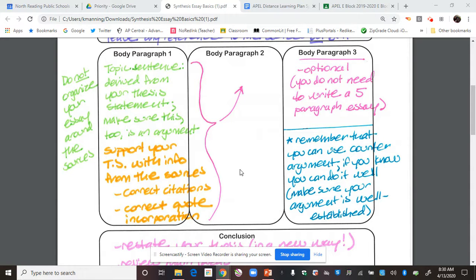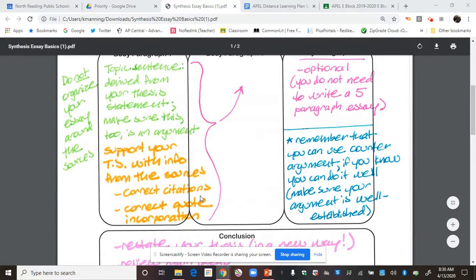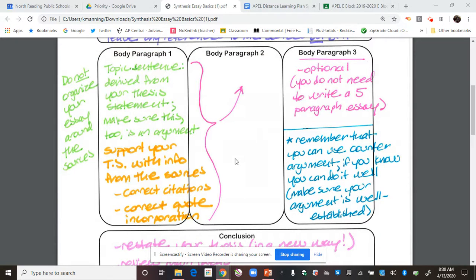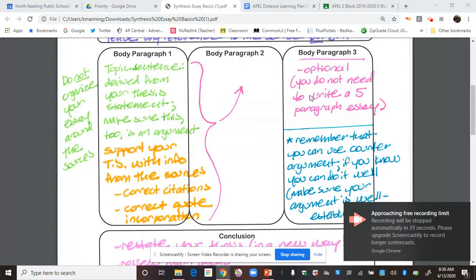You do the same for body paragraph 2. Remember, too, that this is a great place for counter argument. If you feel comfortable using it, you can go back in your notes to find the spots where we learned that this year. You make sure your own argument's well established. So never make counter argument body paragraph 1. You always want to make it body paragraph 2, or if you choose to write 3 paragraphs, you can make it body paragraph 3. Counter argument is a great way to show your audience that you have researched everything about your topic.